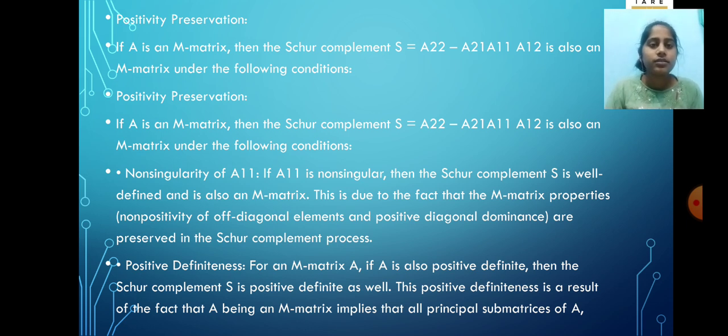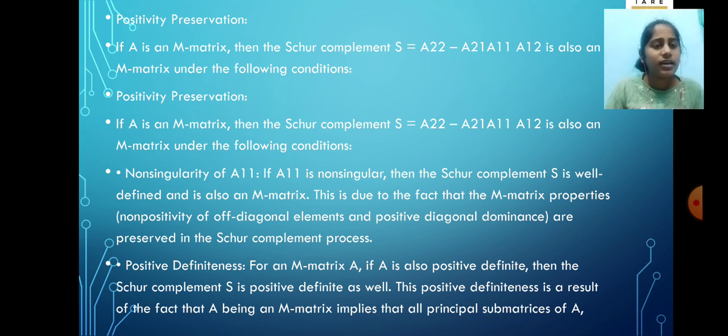Positivity preservation. If a matrix is an M matrix, then the Schur complement, given as A22 minus A21 times A11 inverse times A12, is also an M matrix under the following conditions: non-singularity of A11 and positive definiteness. If A11 is non-singular, then the Schur complement S is well defined and is also an M matrix. This is due to the fact that the M matrix properties are preserved in the Schur complement process.